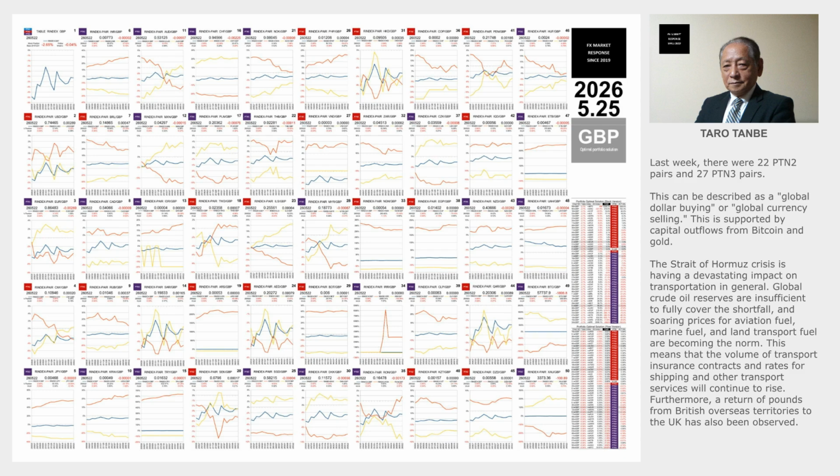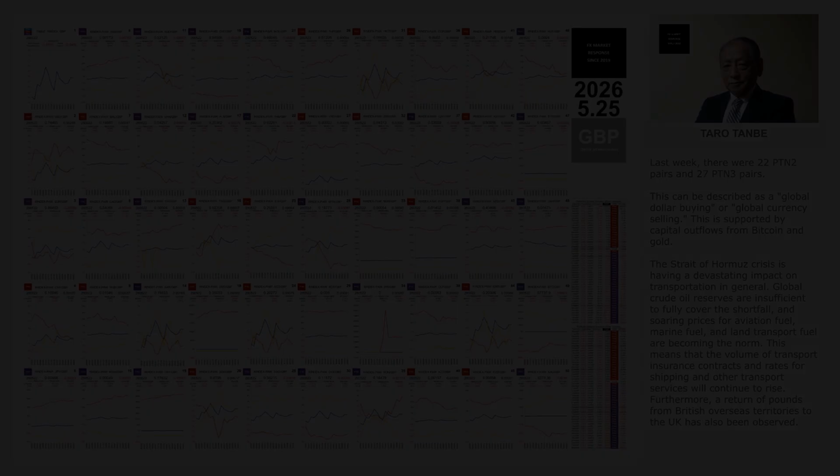The Strait of Hormuz crisis is having a devastating impact on transportation in general. Global crude oil reserves are insufficient to fully cover the shortfall, and soaring prices for aviation fuel, marine fuel, and land transport fuel are becoming the norm. This means that the volume of transport insurance contracts and rates for shipping and other transport services will continue to rise. Furthermore, a return of pounds from British overseas territories to the UK has also been observed.